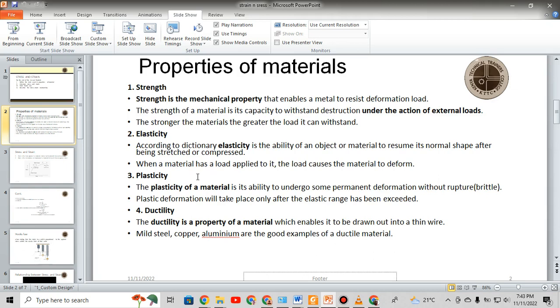Then plasticity. This is the ability to undergo some permanent deformation without rupture. Plastic deformation will take place only after the elastic range has been exceeded. What about ductility? Ductility is the property of a material which enables it to be drawn out into thin wire, like aluminium, copper, etc.